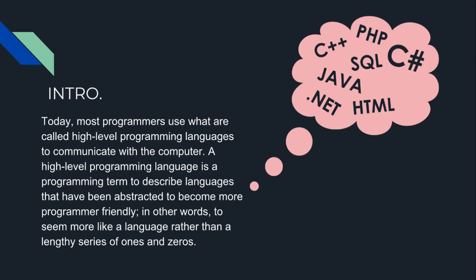So let's talk about a high-level programming language, which is a term that describes languages that have been abstracted to become more programmer-friendly than the old ones that used lengthy series of ones and zeros to program. Some of the languages that programmers use these days are Java and HTML and other ones.